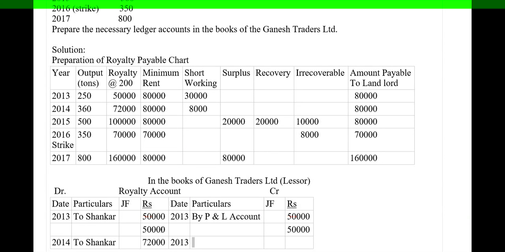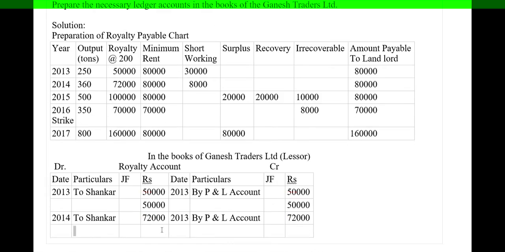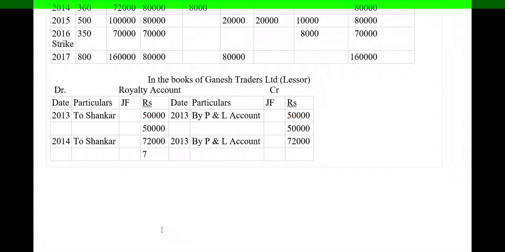So here 2014, when it is transferred to P&L account, then it will be profit and loss account debit to royalty account. So royalty account is credited by P&L account. So it is 72,000 here. Sorry, 72,000. So let me take the total here. 72,000. So here also 72,000.